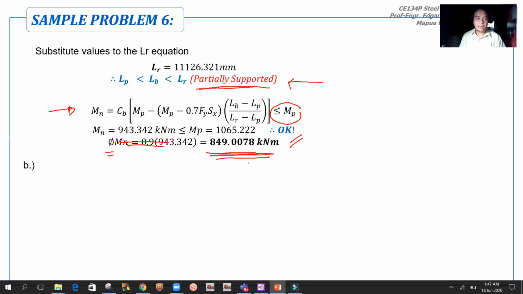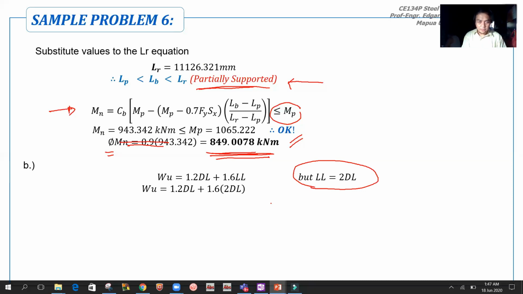Okay, letter B. Ano yung live load? So sabi sa problem, yung live load daw is twice the dead load. So ang gagawin mo lang rito is, okay, so the ultimate uniform load would be a combination of dead load at saka live load. Tapos yung live load, papalitan mo siya ng 2 dead load, twice dead load. So kaya ang magiging uniform load mo would be 4.4 dead load.